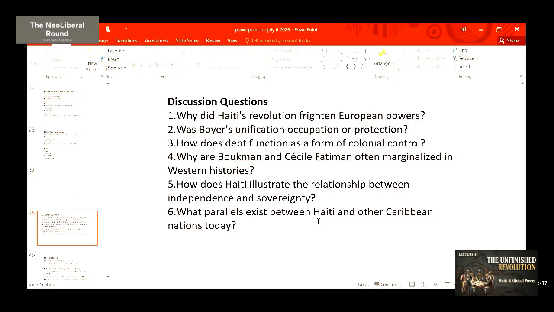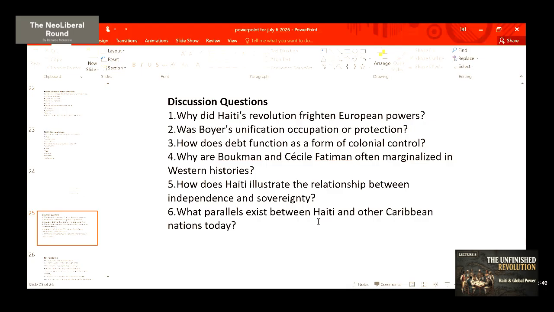How can that pose a threat to American dominance and competitive prowess? Why is it that the U.S., Donald Trump, is imposing a tariff among Caribbean countries? Why was Boyer unification occupation or protection? Boyer is Jean-Pierre Boyer. He marched into Saint-Domingue in 1822 and unified the country. Was that a unification, occupation, or protection?